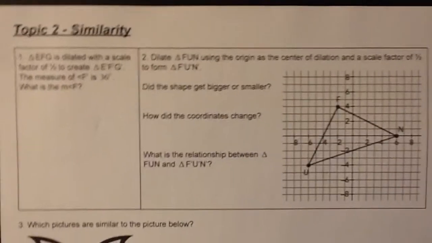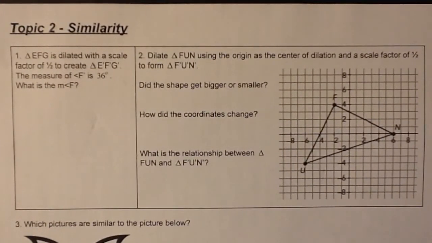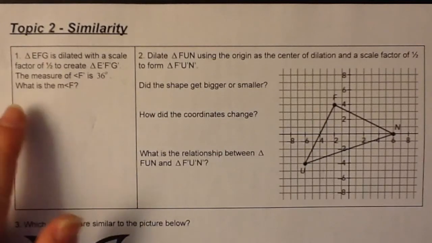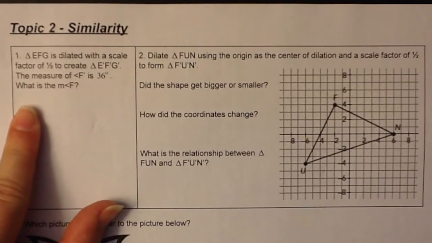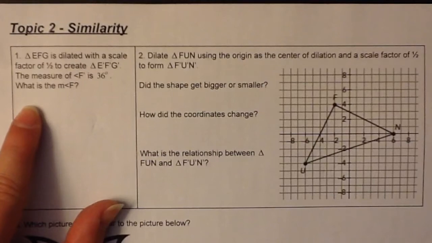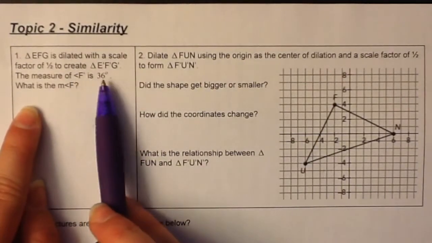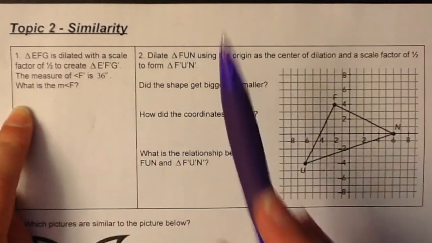Moving on to topic 2, which is similarity. So in the last topic, we were really talking about congruency, which means everything's the same. With similarity, it means things are proportional. So if I make a scale model of something, everything's proportional, but of course it's not the same thing. So number 1 says triangle EFG is dilated with a scale factor of 1/2 to create E prime, F prime, G prime. The measure of angle F prime is 36. What's the measure of angle F?